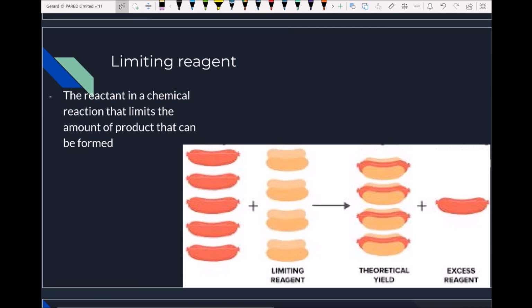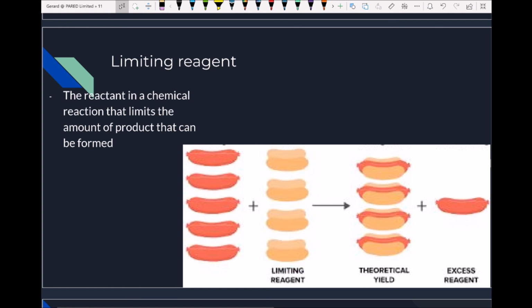So the limiting reagent. The limiting reagent is just the reactant in a chemical reaction that limits the amount of product that can be formed. When you have 2 things reacting, they're going to react completely. So if you have a larger amount of one chemical and a smaller amount of another, the smaller amount will finish reacting, and there's nothing left for the other one to react with.